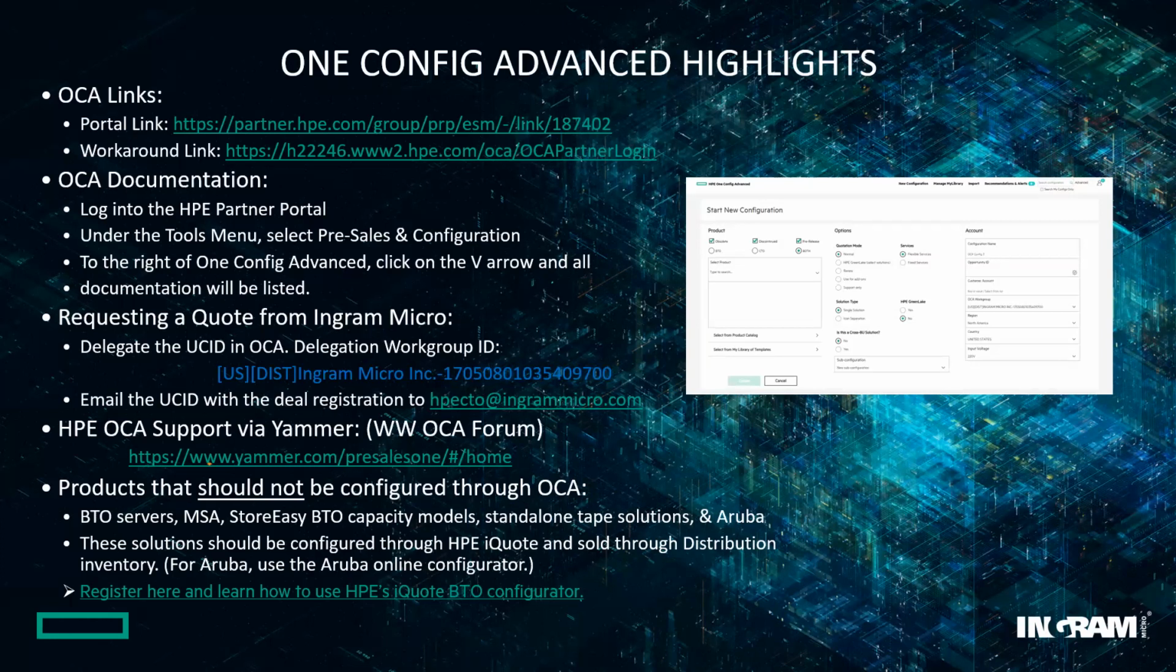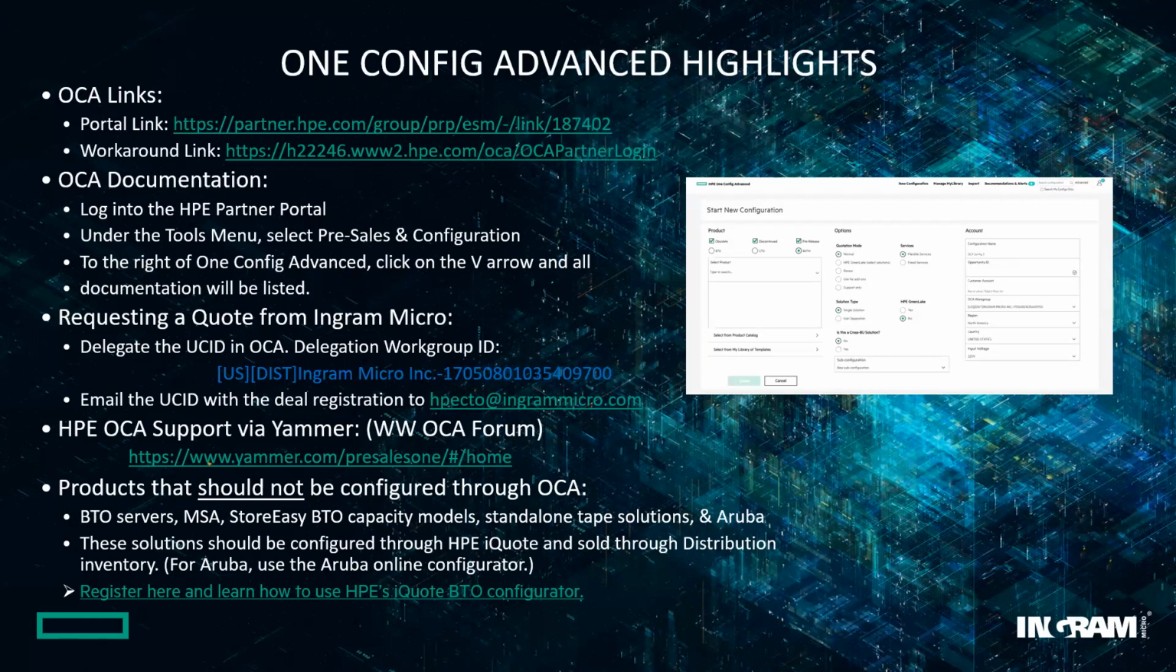So to start off, there are two ways to get into OCA. It lies within HPE's partner portal, and you can use the link shown here at the top of the screen to access that. If you've logged into the partner portal within the past 7 days, you can use the second link listed as the workaround link. That will get you directly into OCA without having to log into the partner portal first, but you must have logged into the partner portal within the past week in order for that link to work.